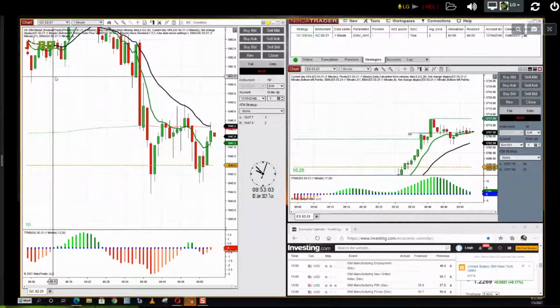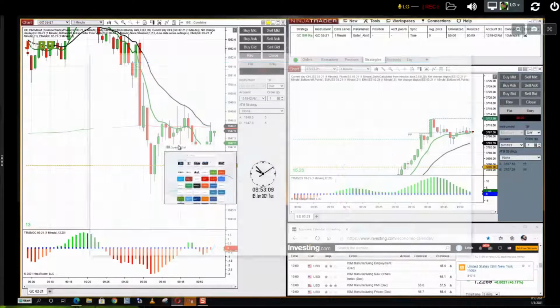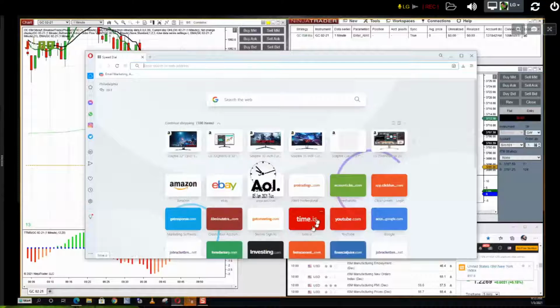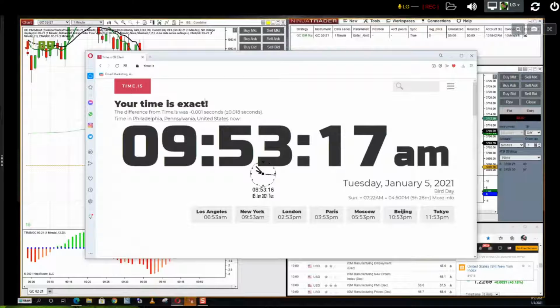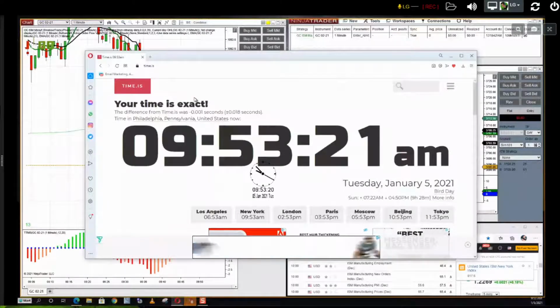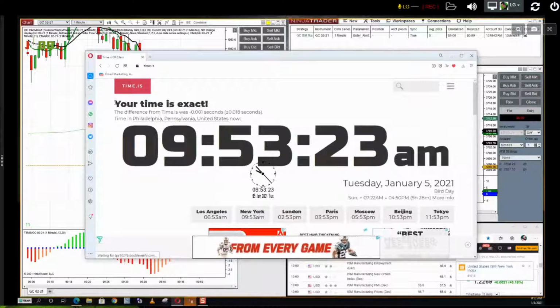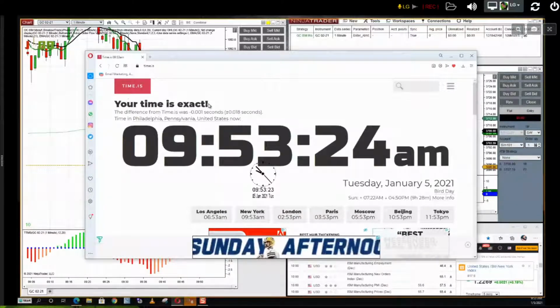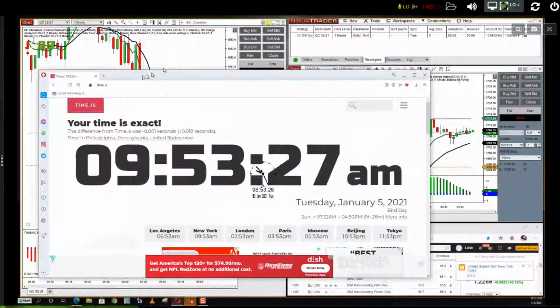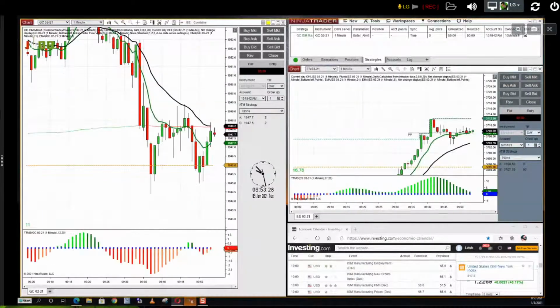To sync my computer, I go to the website time.is. That's how I sync my computer. And usually it puts my computer in sync, okay? Your time is exact. If it doesn't, we have other tools that will help you to put your computer in sync, okay?